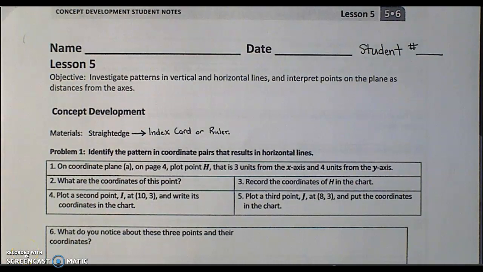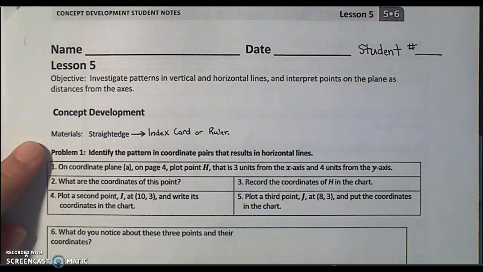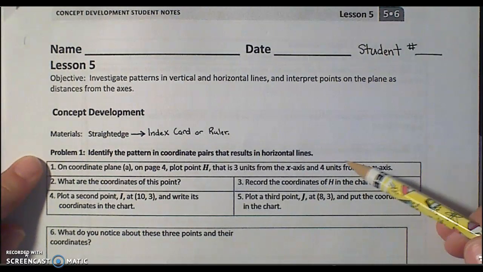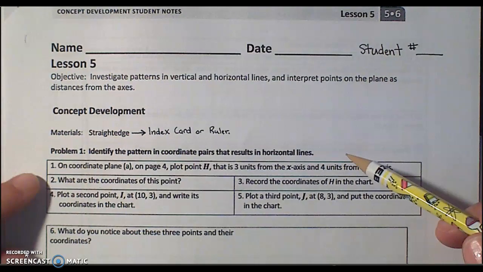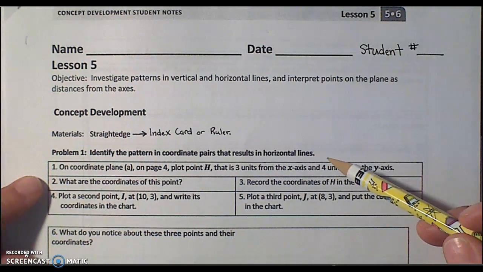Good morning. Today we are working on Lesson 5. The objective is to investigate patterns in vertical and horizontal lines and interpret points on the plane as distances from the axes. So we're going to use our straight edge today, and we're going to start right here with problem 1. It says, identify the pattern in coordinate pairs that result in horizontal lines.